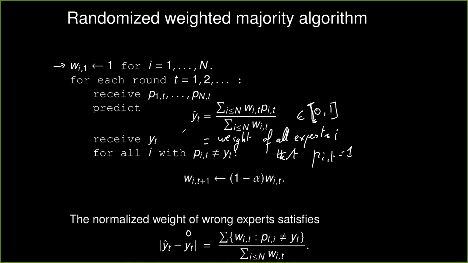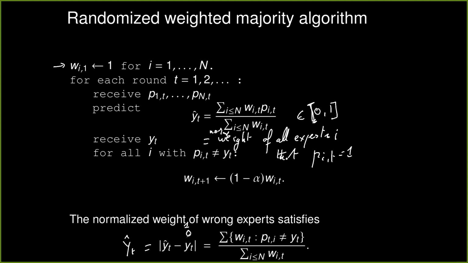So if y t is 0, then the loss is just equal to y hat t. It is the normalized weight, because we have a denominator here. So the loss is equal to the normalized weights of all predictors that say 1, so not equal to 0. And if y t is 1, we have something symmetric. Then this is the normalized weight of all predictors that say 0.